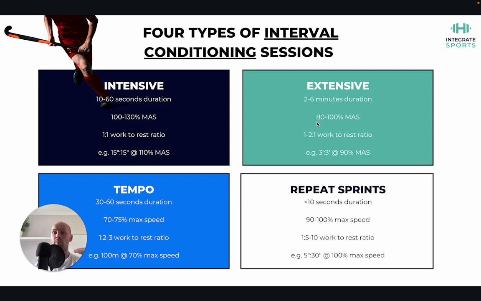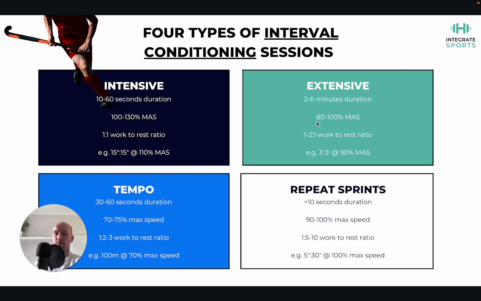Your max speed, on the other hand, is the fastest speed you can possibly achieve, full stop. So even if you did like a 10-meter sprint, and in that 10-meter sprint you achieved 8 meters per second, that's your max sprint speed. So it's a very short burst of speed.